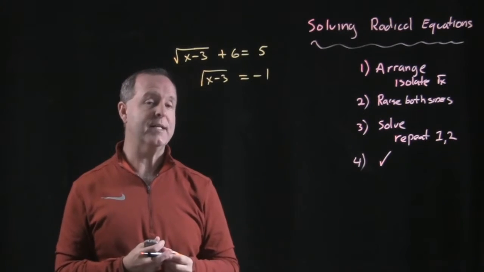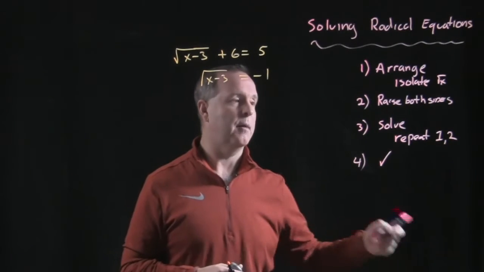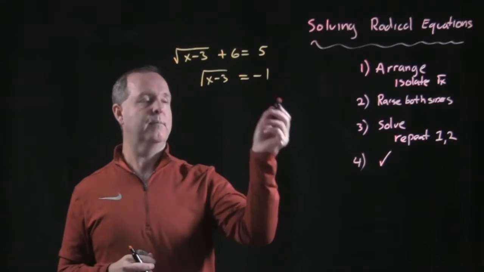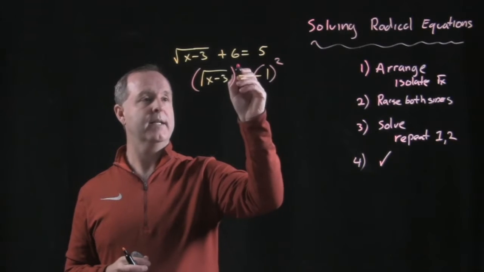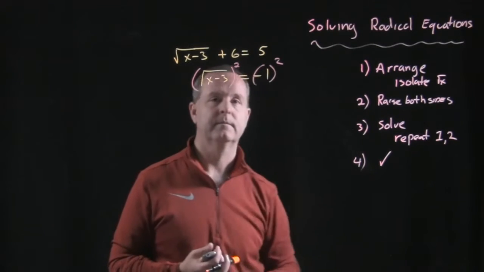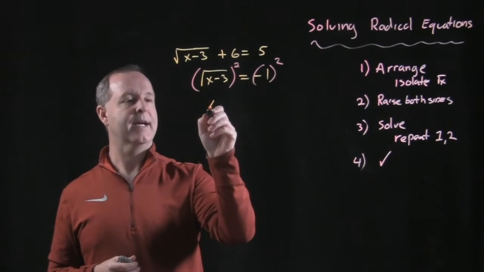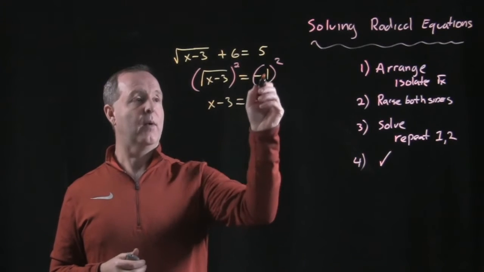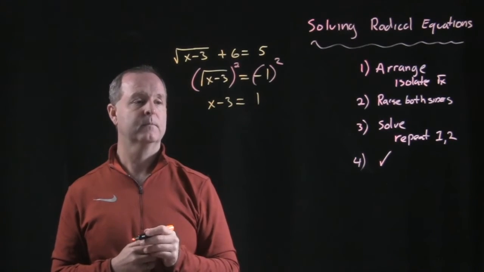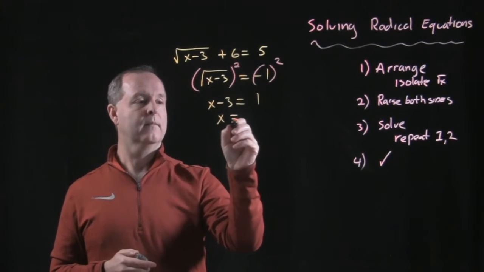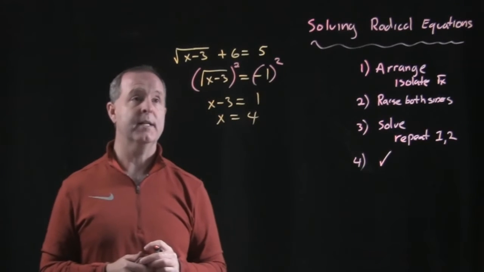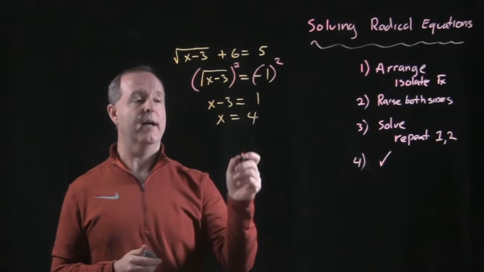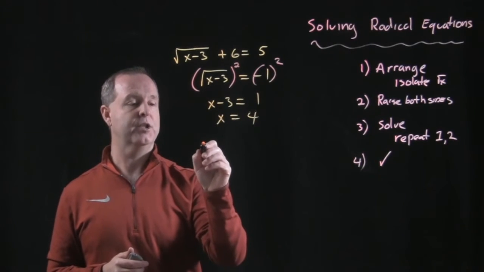So let's continue. Let's raise both sides to the appropriate power. Since they're square roots, we're going to square both sides. The left side becomes x minus 3. The right side becomes 1. And solving, x equals 4. Let's check our solution to see if we get a check.